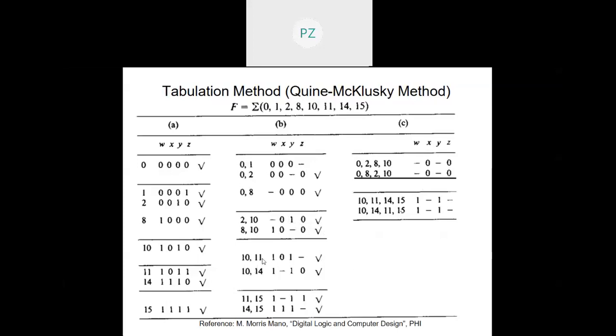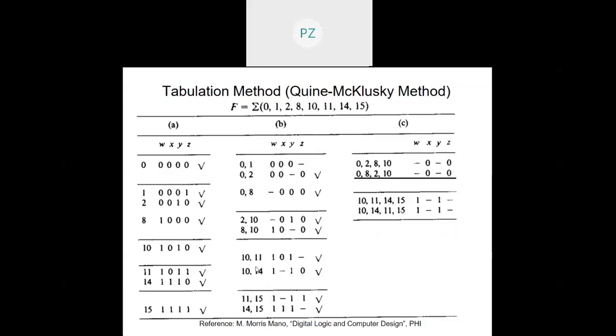So I can say that 10 11 11 15 will not combine because they are varying in more than one bit. You can see for yourself. 10 11 14 15 can combine, right? So I'll tick both of them, 10 11 and 14 15, and I'll write 10 11 14 15. And what should I write? I should write 1 dash 1 dash. So 1 dash 1 dash, right?